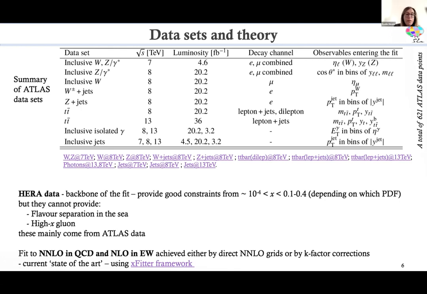We fit the data with predictions that are NNLO in QCD plus electroweak corrections at NLO. And this is the current state of the art of modern PDFs. And we used the xFitter framework for the fit.